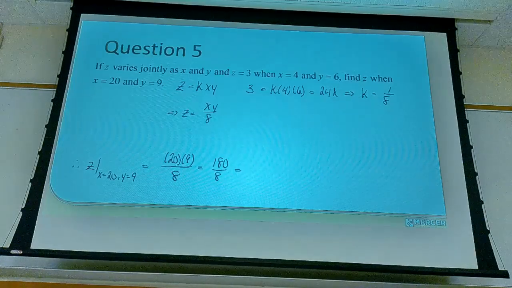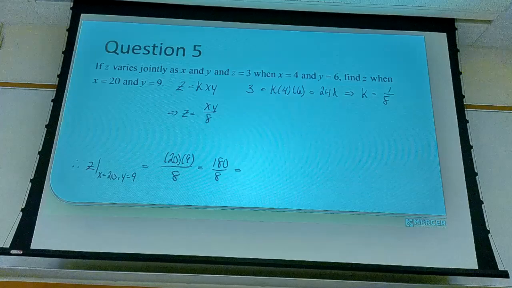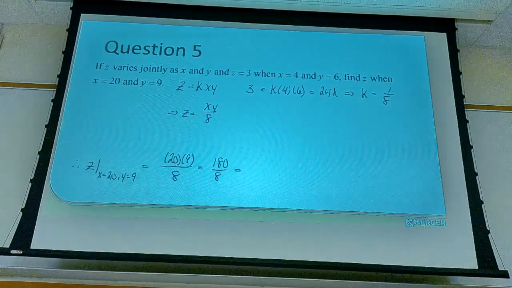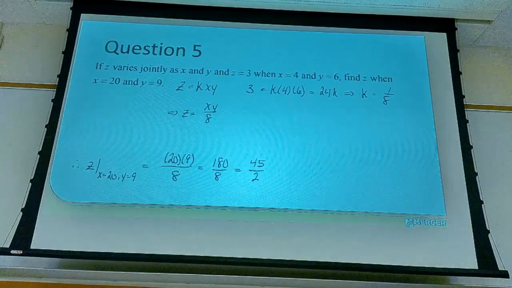The rule for 4 is if the last two digits are divisible by 4, then the whole number is divisible by 4. 80 is divisible by 4, so 180 is divisible by 4. So it's 180 divided by 4. It's 45 over 2.